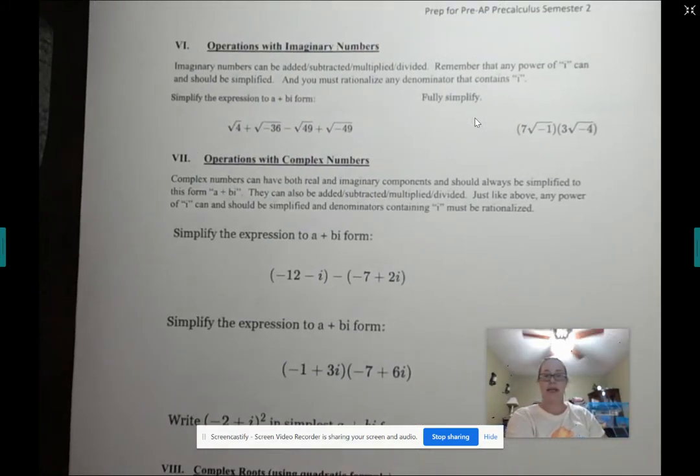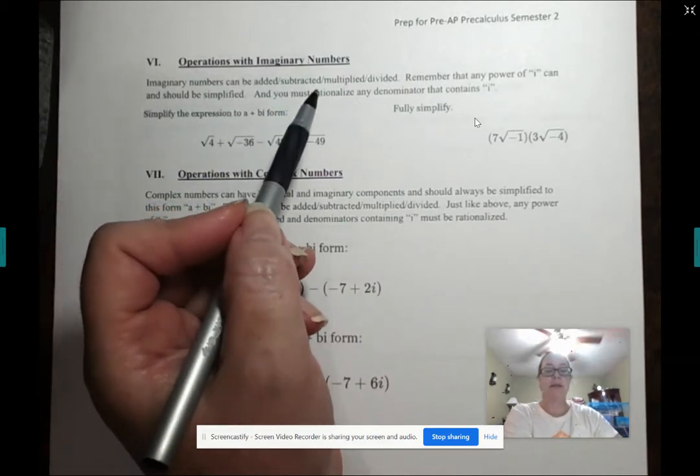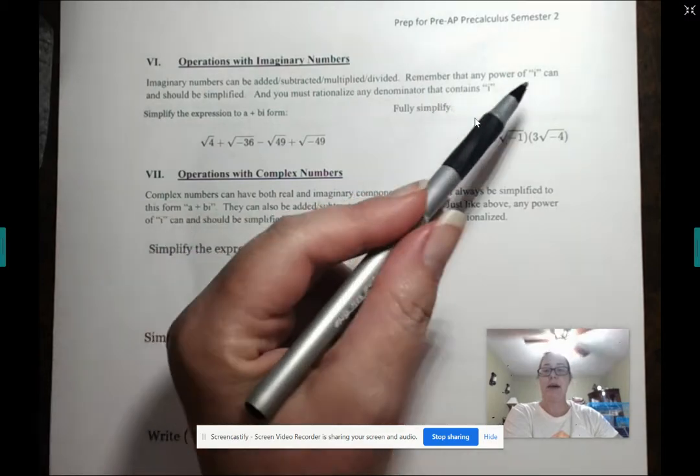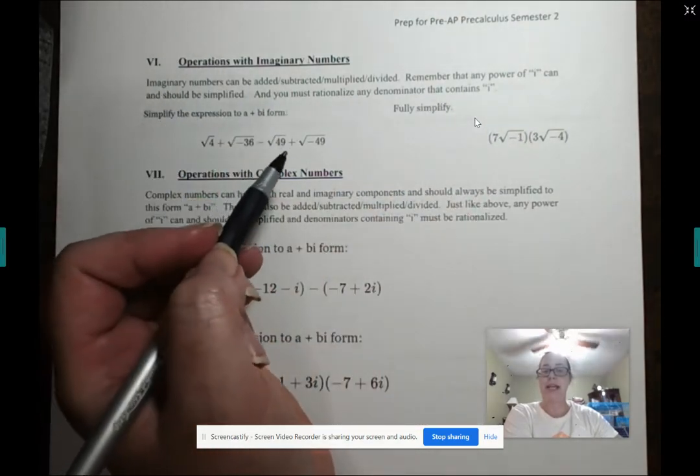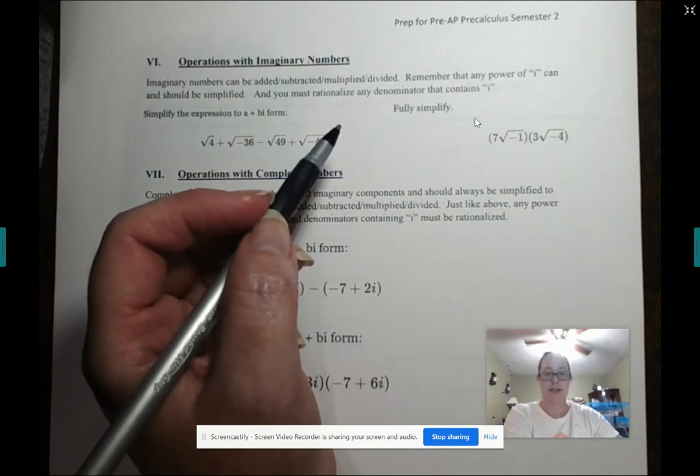So leading to that, we can do any of this. It says imaginary numbers can be added, subtracted, multiplied, or divided. Any power of i can and should be simplified. And if we ever have an answer with a fraction that has an i in the bottom, I have to rationalize that.